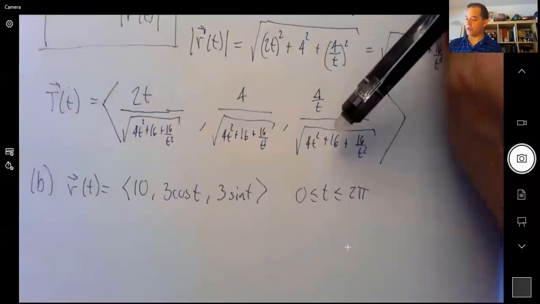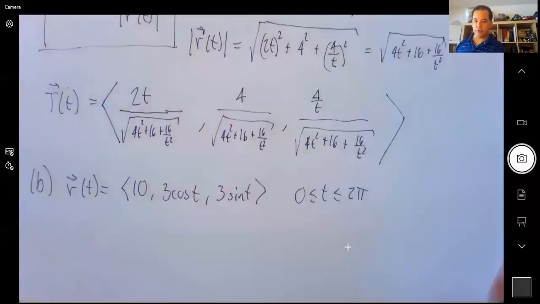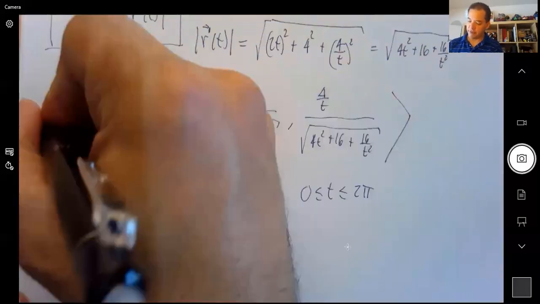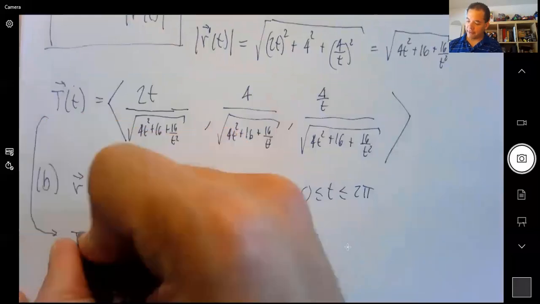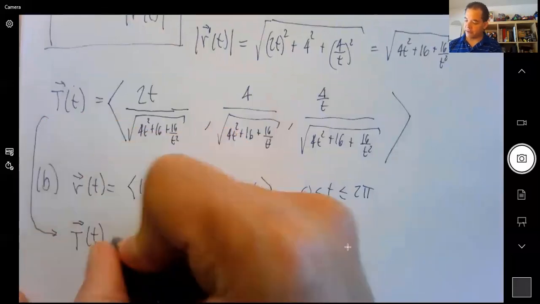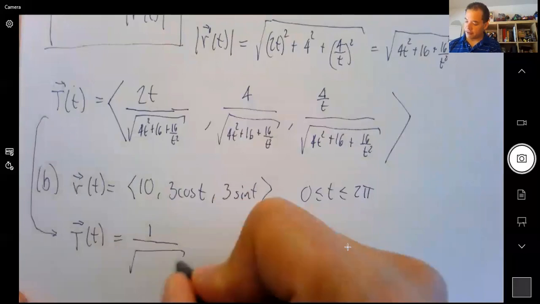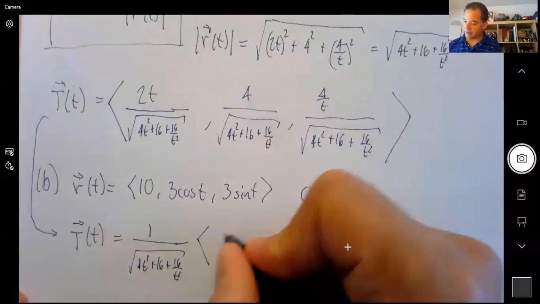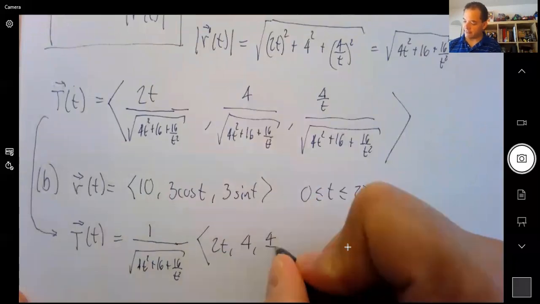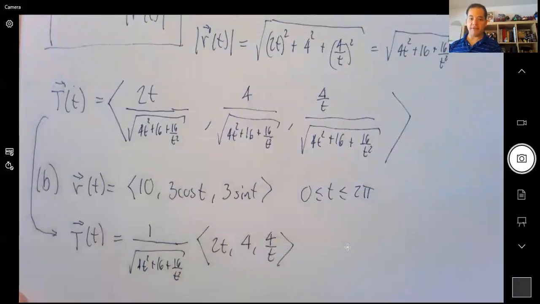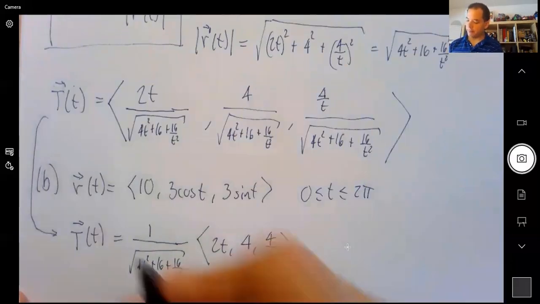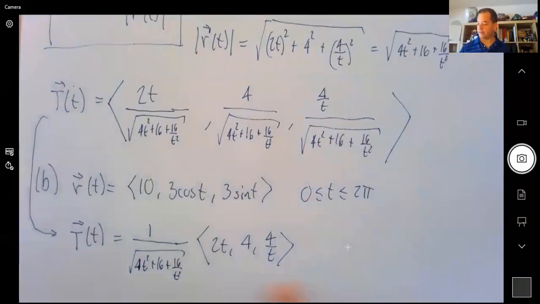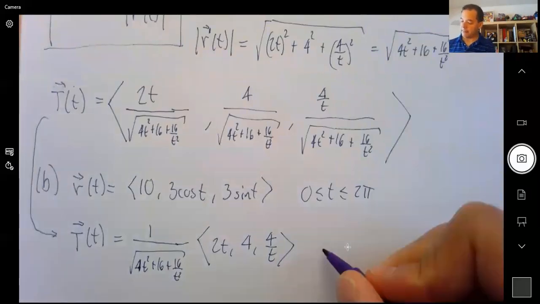You can do it the way you're suggesting. So Michael is saying, could I have written the answer like this: 1 over the square root of 4t squared plus 16 plus 16 over t squared, times the vector 2t, 4, 4 over t? And the answer is yes. I just wanted to put it over here so that you realize it's really one vector. But yes, you could leave it like this. So this is okay.